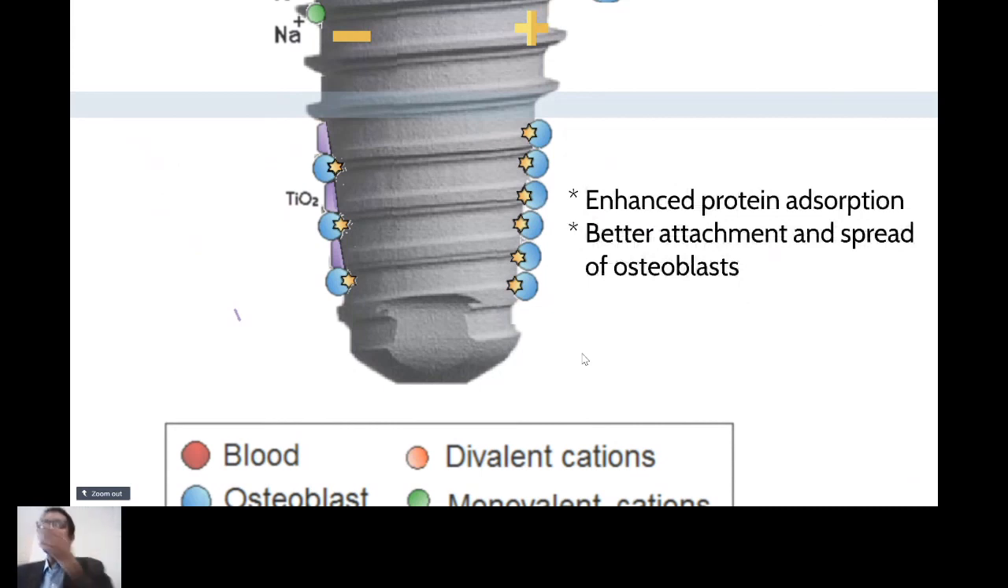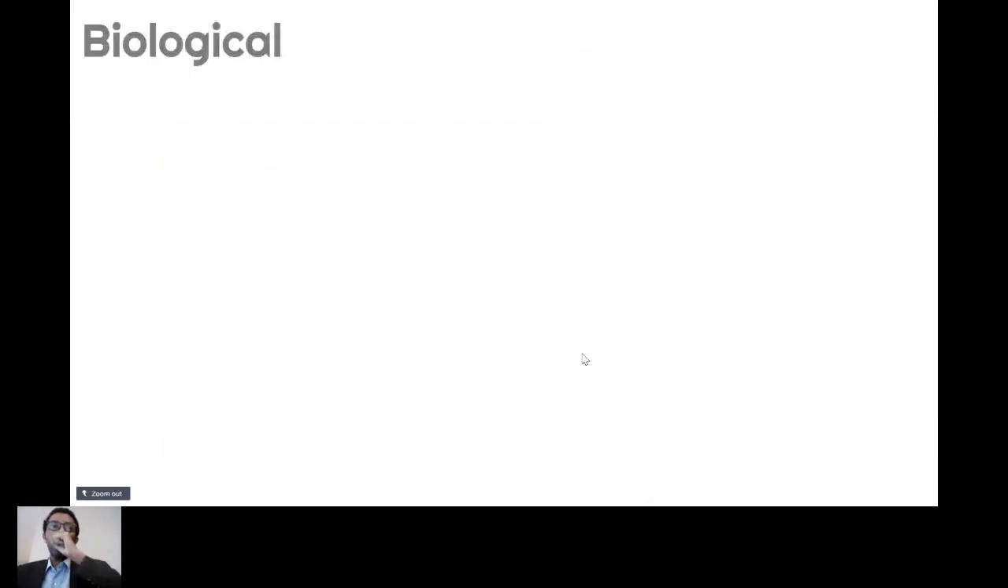Okay. Next is the biological effect, which is the indirect effect. You don't apply UV light on the cells directly. Of course, the direct effect was on the surface of the implant. So what's the indirect effect?